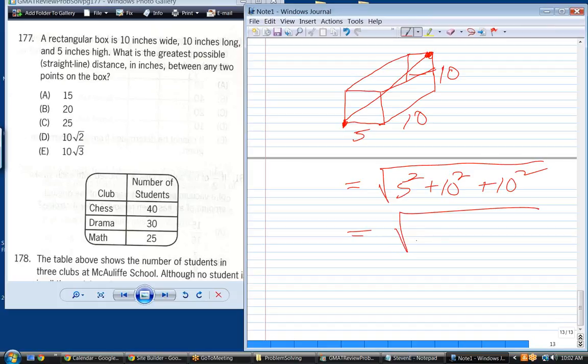Let's simplify this. Why did you put it all under the radical sign? Because in a right triangle with A, B, and C, C is equal to the square root of A squared plus B squared. So all we've done is added a third dimension, and the only thing that does is add another square term under the square root sign. Cool, I can remember that.